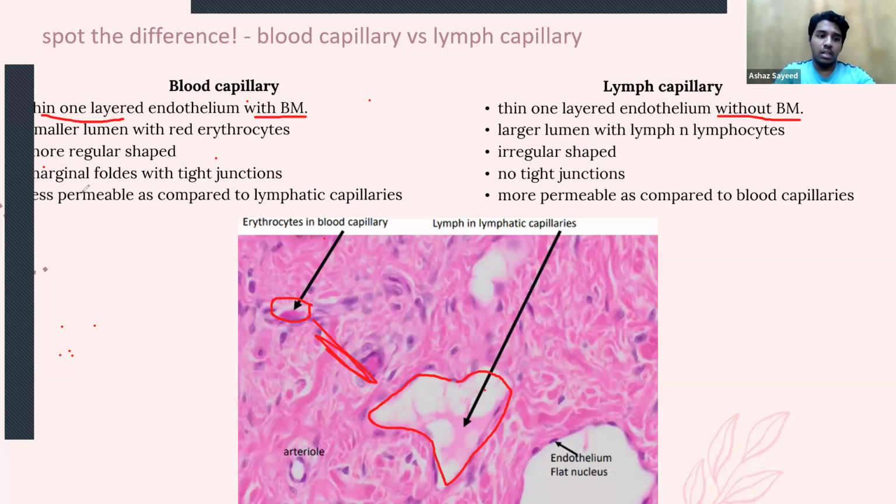And you have tight junctions in the blood capillary. You do not have tight junctions in lymphatic capillaries. Lymphatic capillaries are more permeable as compared to blood capillaries. Why? Because they don't have the tight junctions. Just know this concept: they're more permeable because they don't have tight junctions. Blood capillaries have tight junctions. Yes, they are permeable, but not as permeable as lymph capillaries.